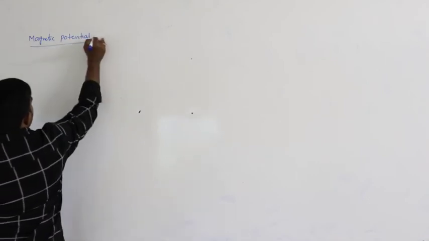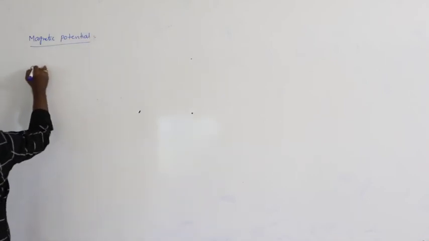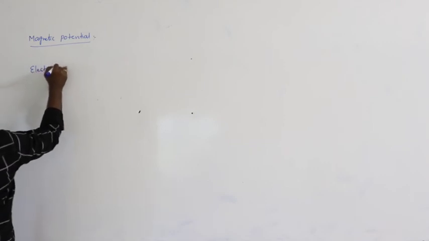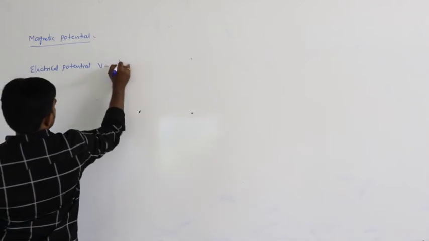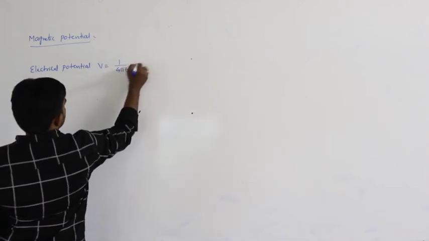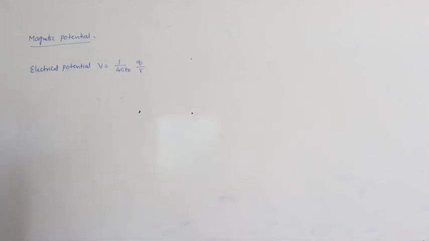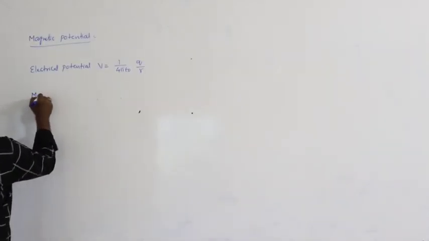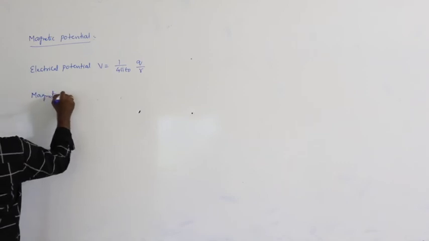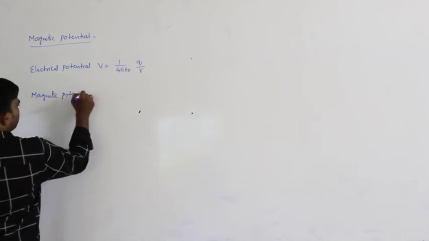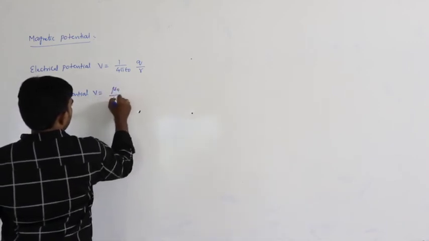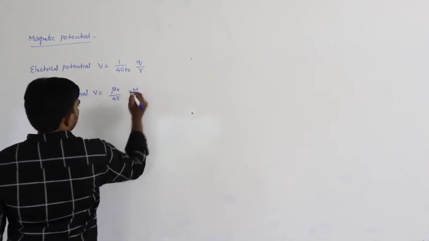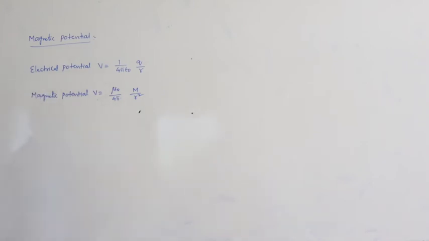Magnetic potential. Generally, electric potential can be written as V equals 1 by 4 pi epsilon naught q by r, that is the electric potential. But here the magnetic potential can be written as mu naught by 4 pi m by r square, where m is the magnetic moment.